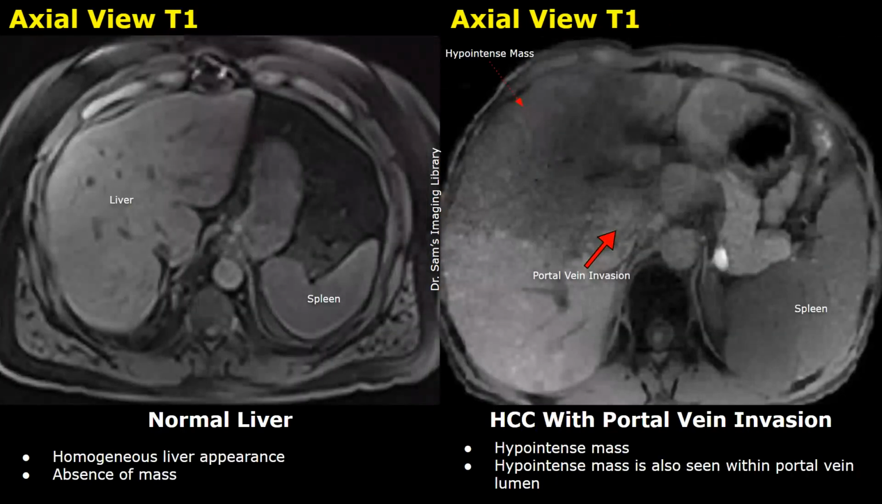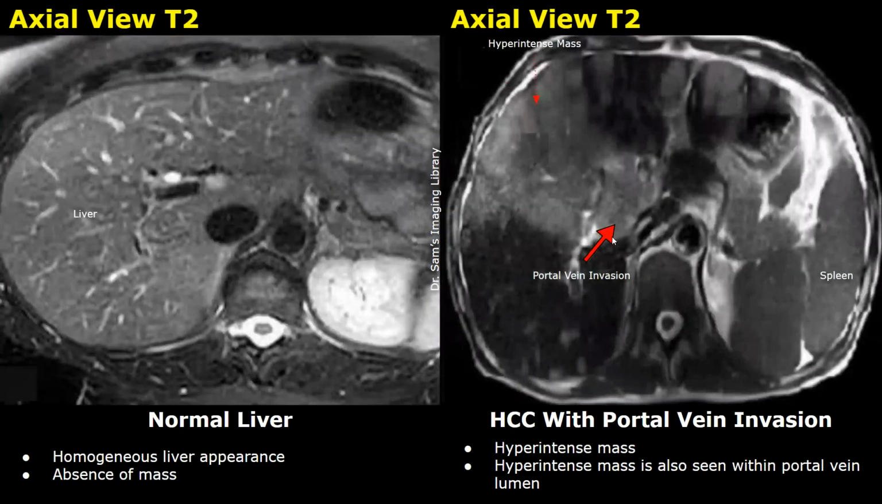This is a case of hepatocellular carcinoma with portal vein invasion. In a T1 image, a hypointense mass is seen, and this hypointense mass is also seen within the portal vein lumen, so it suggests portal vein invasion. In a T2 image, the mass is hyperintense. This hyperintensity is also seen within the portal vein.